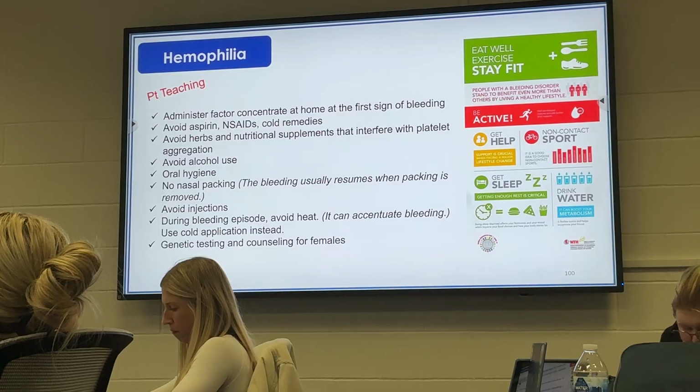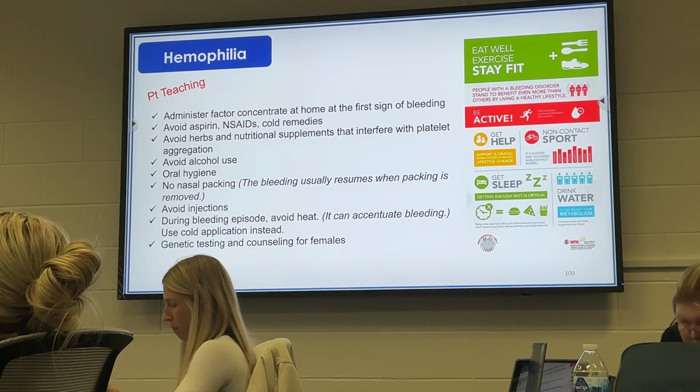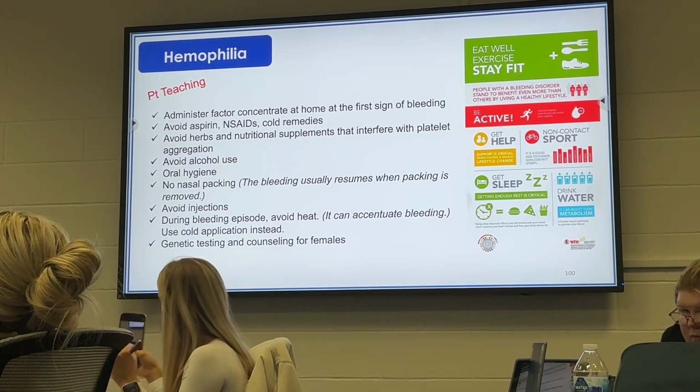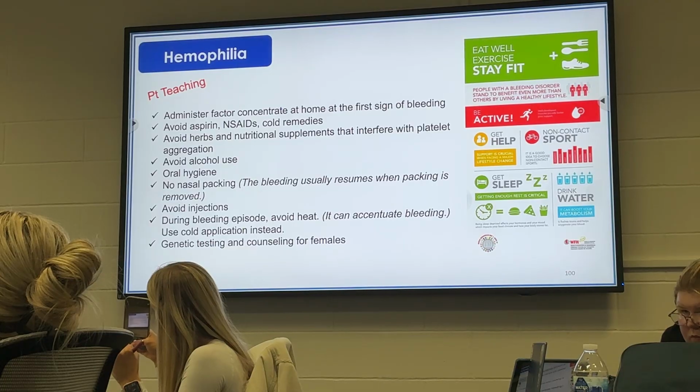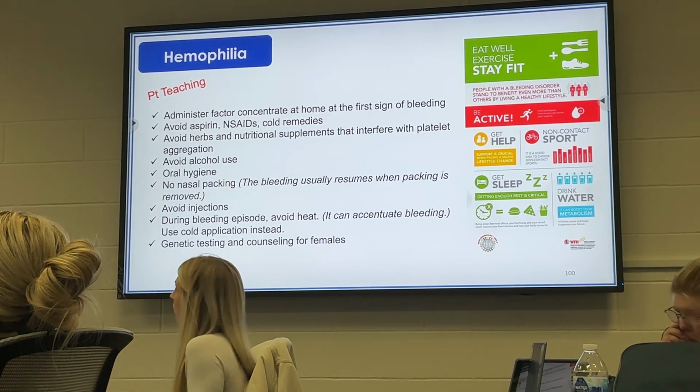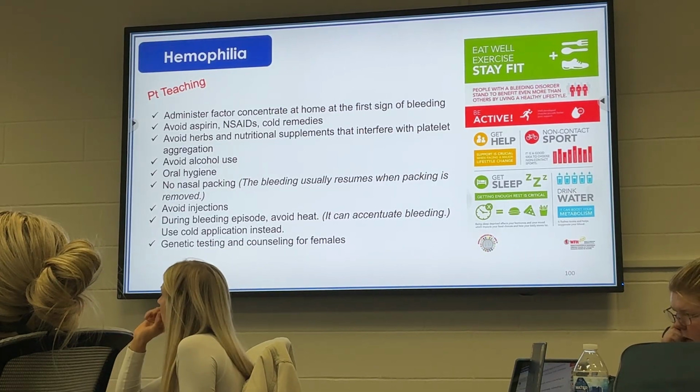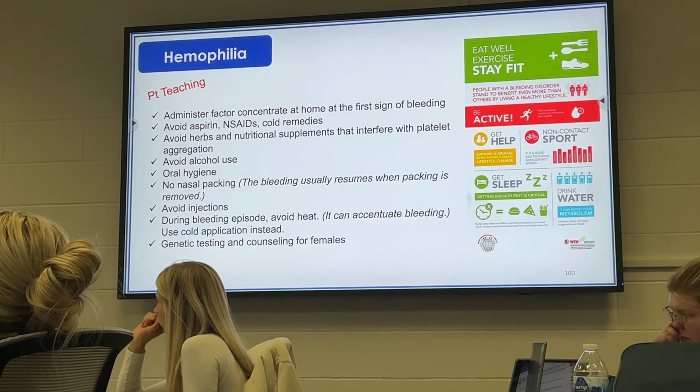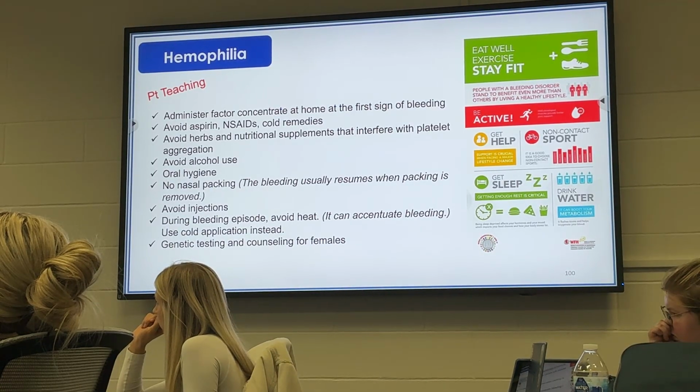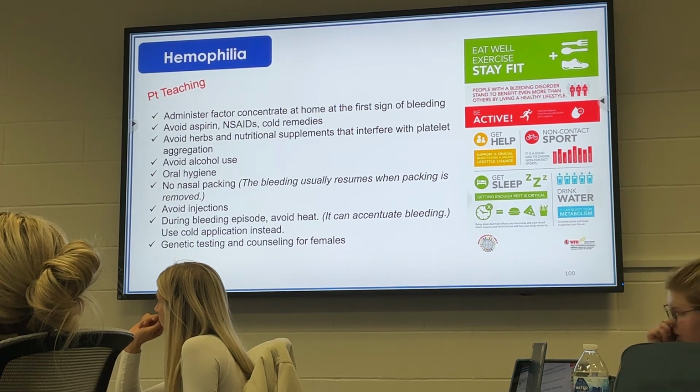Patient teaching. Be proactive. Load up with your factor before you're going to go into something invasive that you know is going to be potentially a risk for bleeding. Stay away from the herbs, meds, things that are going to cause you to have increased bleeding. You can avoid injections. Make people aware that you have hemophilia. And sometimes then they just keep factor at home. They're missing factor at home.